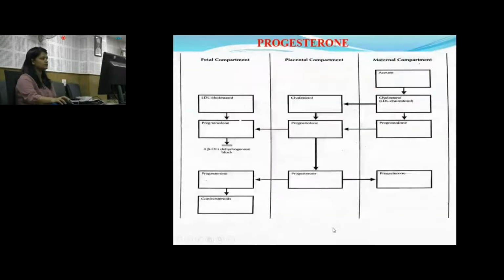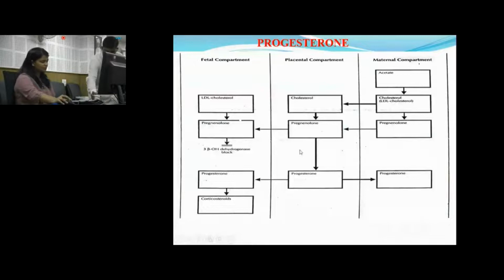Now here you can see the synthesis of progesterone is dependent on the maternal component. The acetate is synthesized into cholesterol, this LDL cholesterol acts as a substrate, which will lead to pregnenolone. This pregnenolone will migrate to the placental component, where the placenta synthesizes it into progesterone. The fetal compartment also has LDL cholesterol synthesis, but it cannot synthesize progesterone. So it is the placenta which is involved in the synthesis of progesterone.